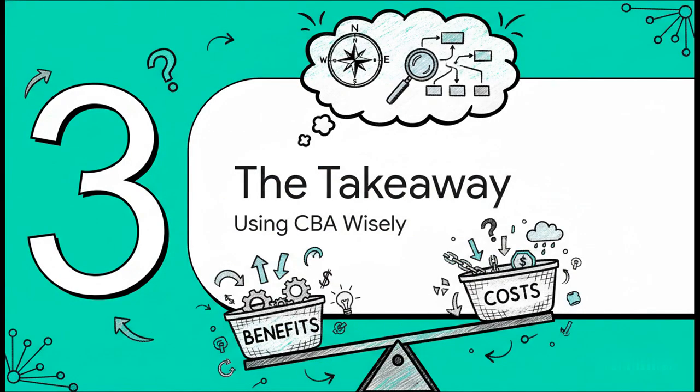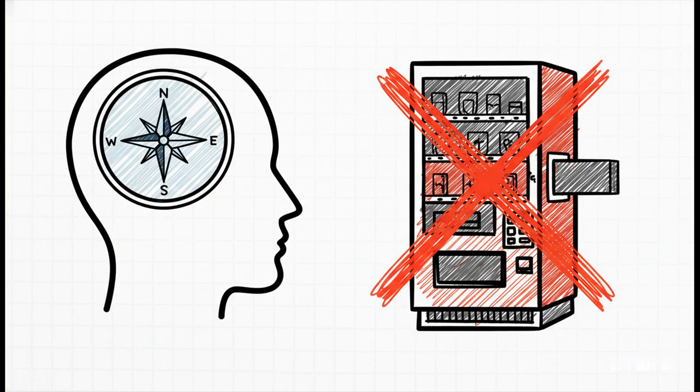So if the tool has these kinds of limitations, what's the takeaway? Is it even useful? Well, the answer is a big yes, but only if you use it wisely. Here's the key thing to remember. Think of CBA as a compass, not a calculator. It's an incredible tool for structuring your thoughts and pointing you in the right general direction. It's a framework to support a manager's judgment, not to replace it.